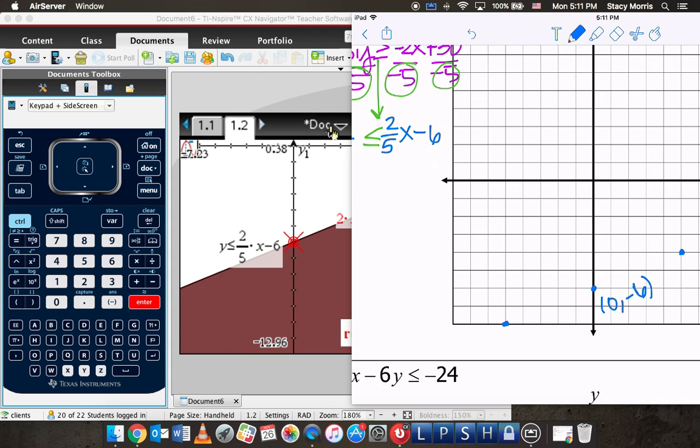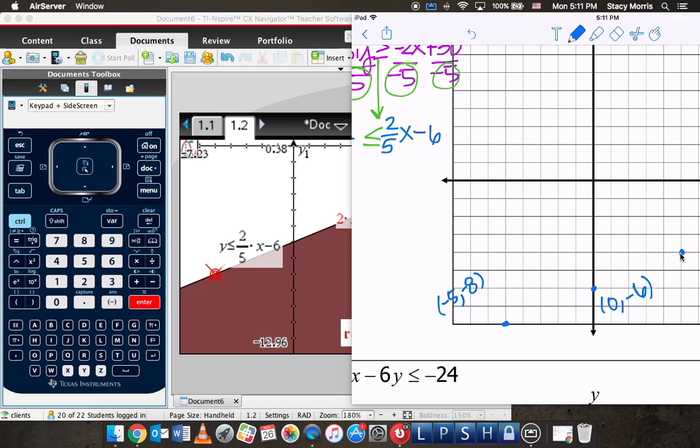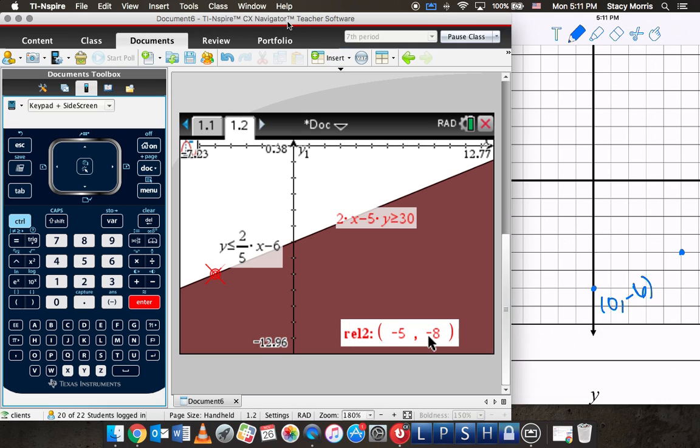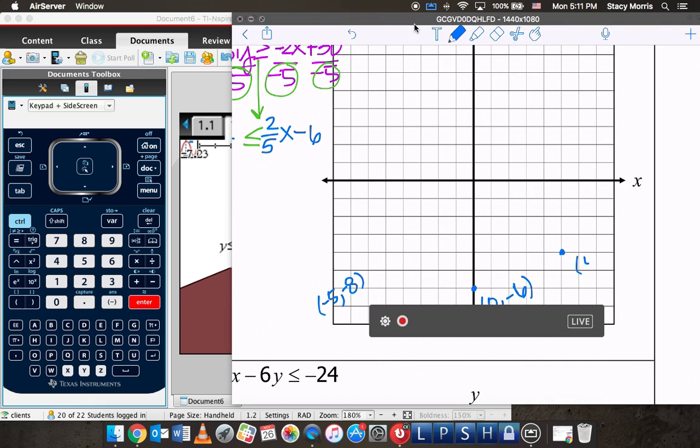So if you wanted to confirm these, this one should be at -5, -8, I believe. -5, -8. So let's go to our calculator at -5, -8. There it is. The other one over here on the right-hand side is at 5, -1, 2, 3, 4. So 5, -4. So go back to my calculator, type in 5. There it is, 5, -4. So I'm going to label it as well. So 5, -4.